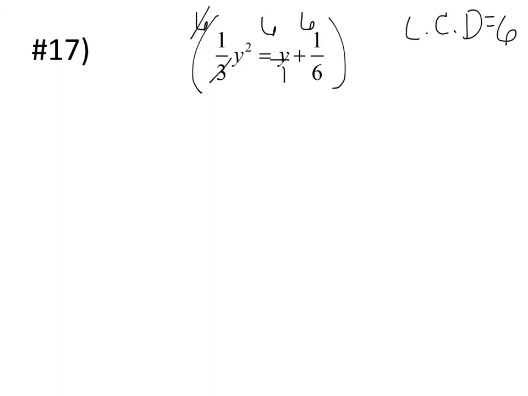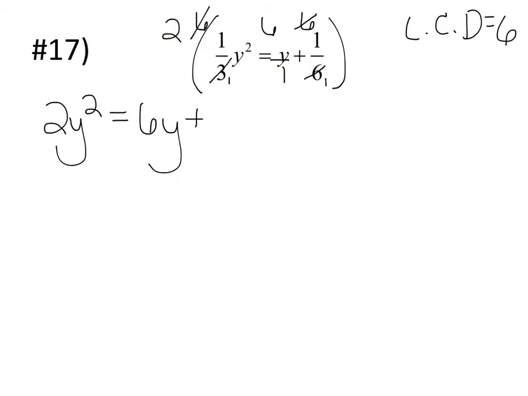So I'm going to multiply a 6 here, a 6 here, and a 6 here. This 6 divided by 3 is equal to 2. 6 divided by 1 is just 6, so we'll leave that alone. And then 6 divided by 6, these will actually cancel each other out. So we're left with all 1s in the denominator, which was the plan. Now we just multiply what we have left. So I have 2 times 1 times y squared is 2y squared equals 6 times y, 6y, plus, all I have left here is the 1, so it's plus 1.